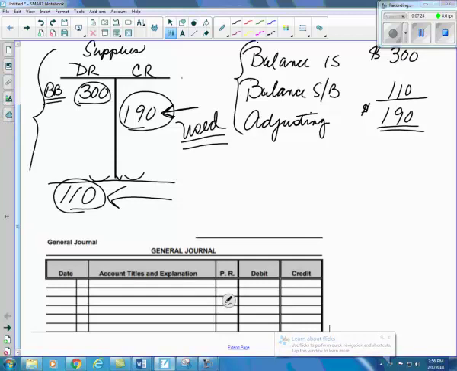The date on this journal entry is December 31st. That's when we went and counted the supplies, and now we have to record the expense for the year. So on 12/31, we are going to debit our supplies expense, and we will credit our supplies asset, making it go down.